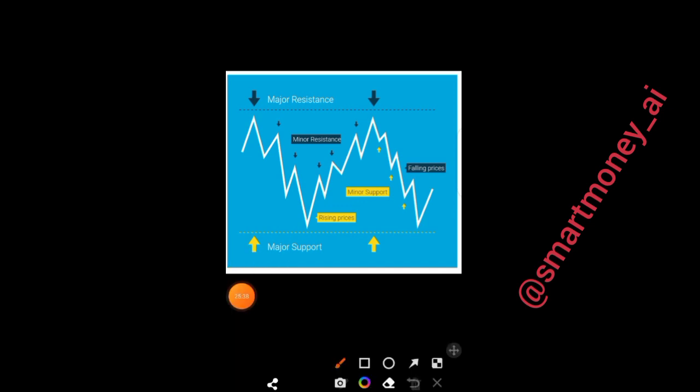Same thing applies to the resistance level, right? You can see we have the major resistance here and also small resistance, which are the minor resistance levels, right?